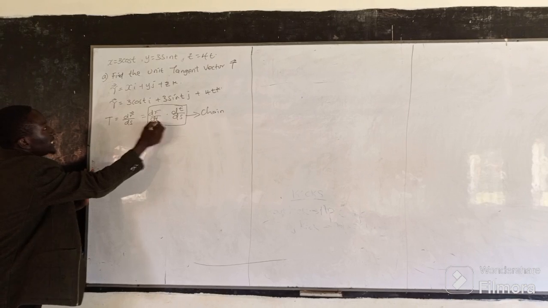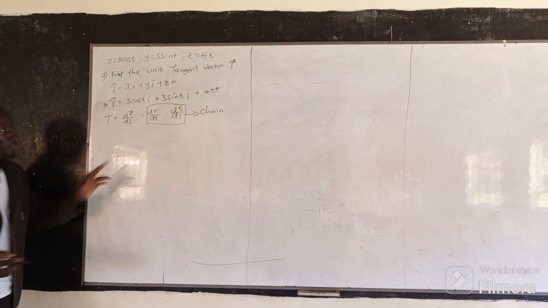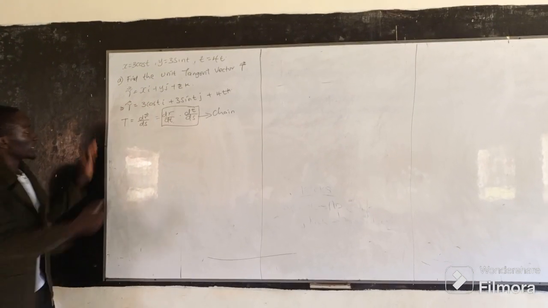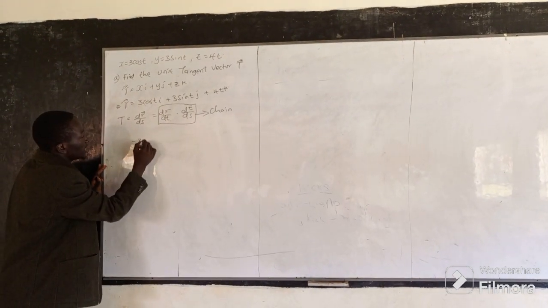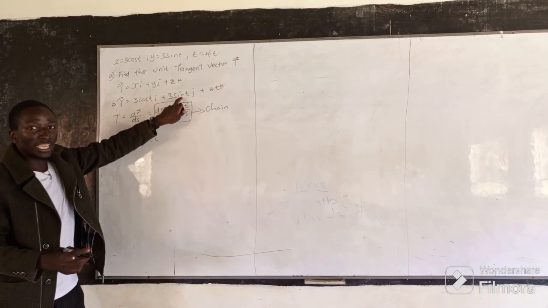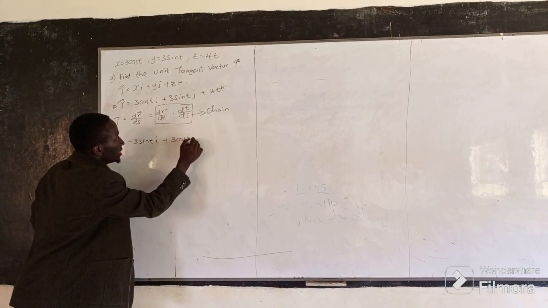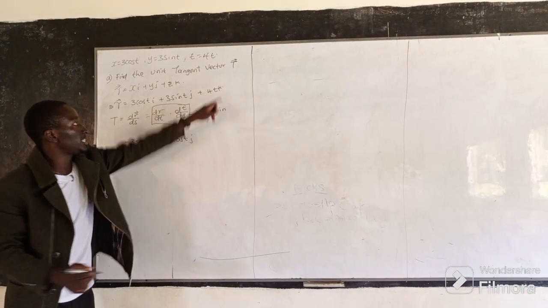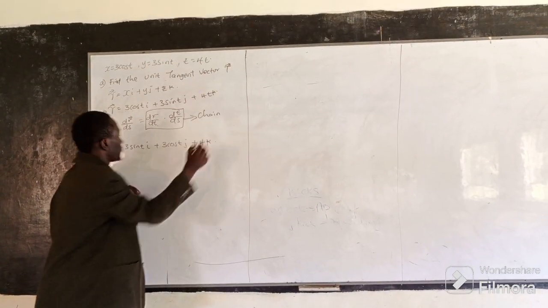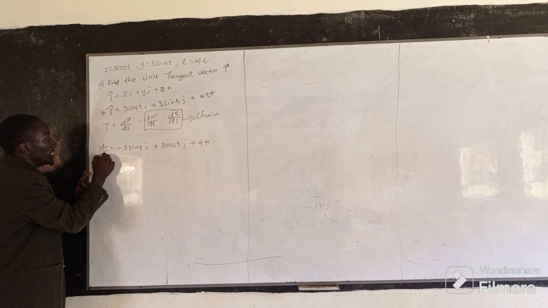Now, dr over dt, from the value of r here, I'll differentiate 3 cos t. Differentiating cos t, I'll have negative sin t. So my answer will be negative 3 sin t i. Differentiating sin, I'll get cos. I'll have plus 3 cos t j. And differentiating 4t, I'll have 4 as the constant. That is 4k. That is my dr over dt.